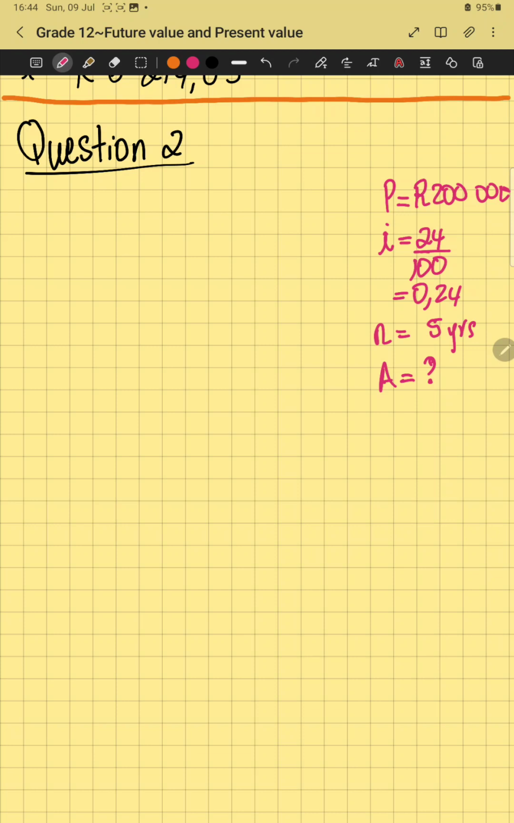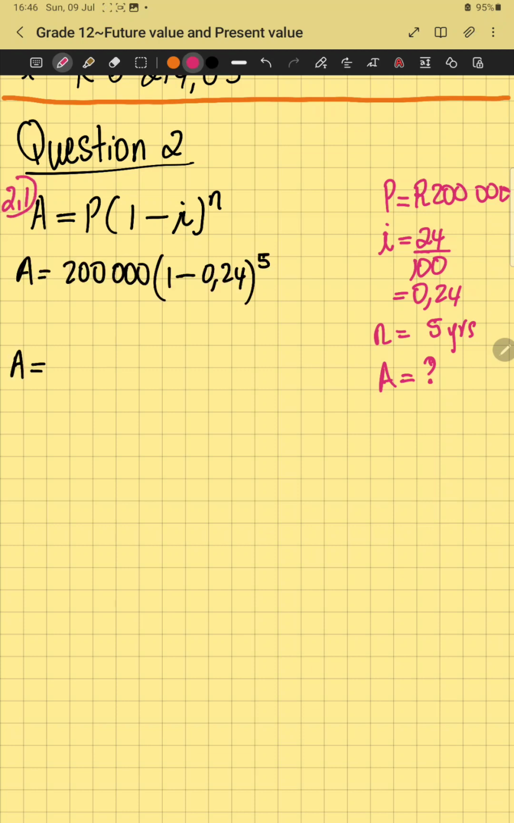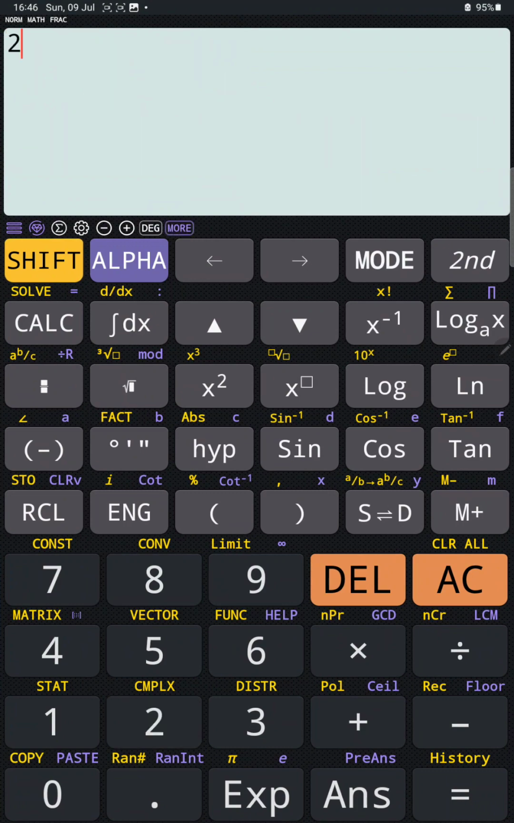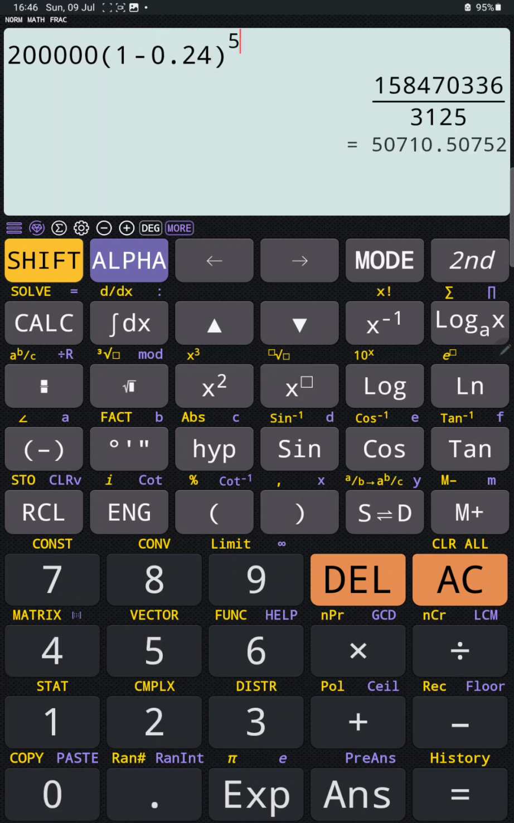And then I'm going to write the formula down. This is the formula. Then we substitute. This is our substitution. Then I want us to work it out using our calculator. And then we see how do we go about getting the value after 5 years. So 0.24 and then to the power 5.